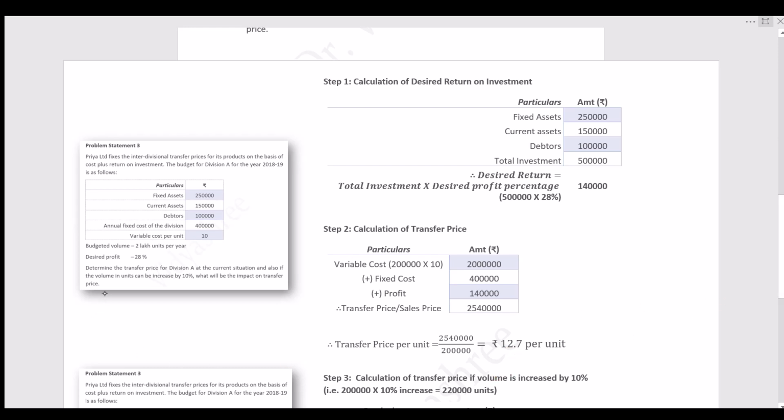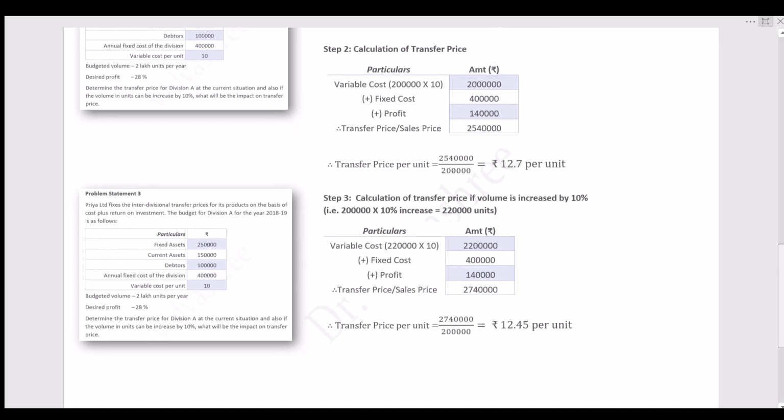So now you can see in the question, the first one, that is determine the transfer price for division A in the current situation, is over till here. So in the current situation, the transfer price is rupees 12.7 per unit. Continue the question, just see at the last, that is also, if the volume in units can be increased by 10%, what will be the impact on transfer price? So we have to calculate the transfer price further. If the volume, nothing but the production, is increased by 10%, then what will be the impact on transfer price? So let's see that in the third step.